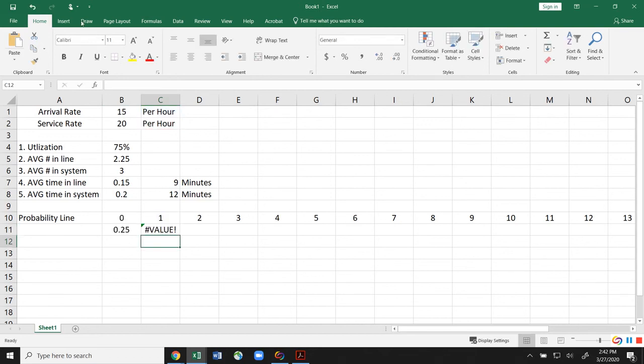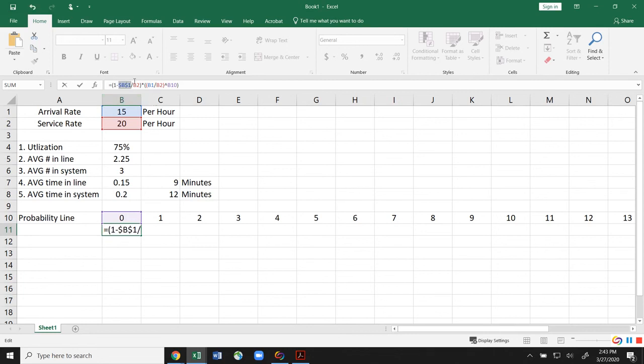So that's not going to work. This is where we've got to use absolute value. The way we do absolute value, we come back into our formula, and for all the B1s and B2s, I'm going to hit F4 and we'll add dollar signs to it. Now you can also add manual dollar signs and it'll do the same effect.